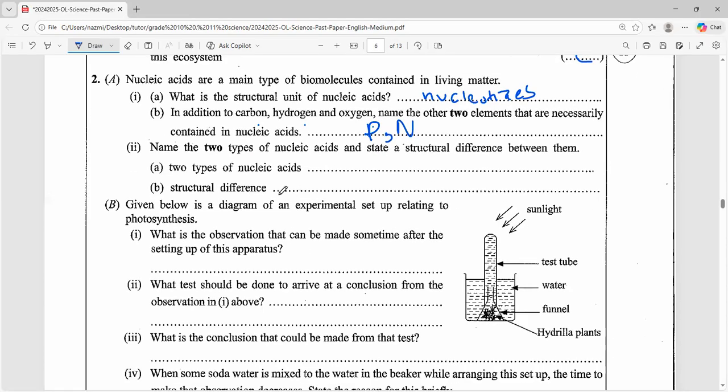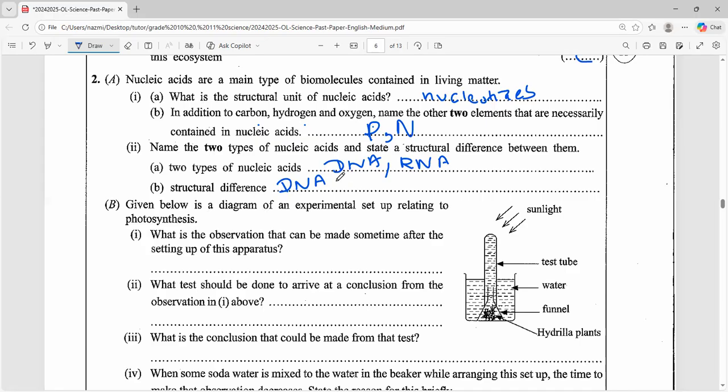So what are the two types of nucleic acids? DNA, deoxyribonucleic acid, and RNA. What's the structural difference between them? DNA is deoxyribonucleic acid. RNA is ribonucleic acid. That's the full form. I'm asking about a structural difference.